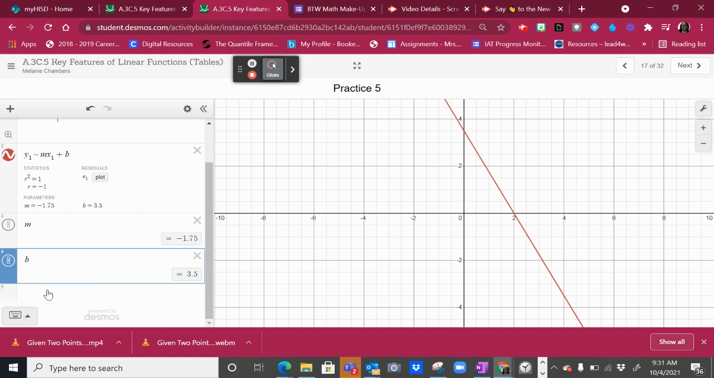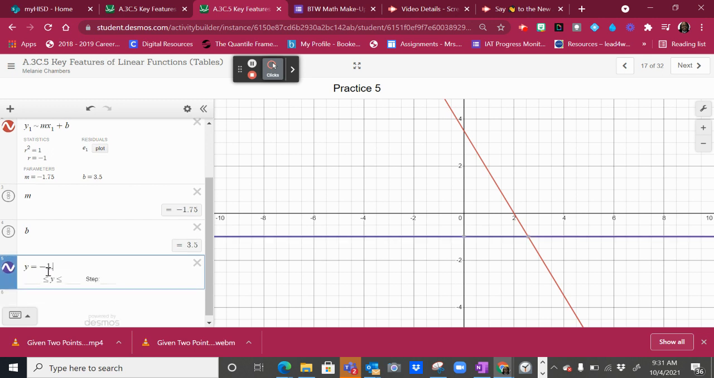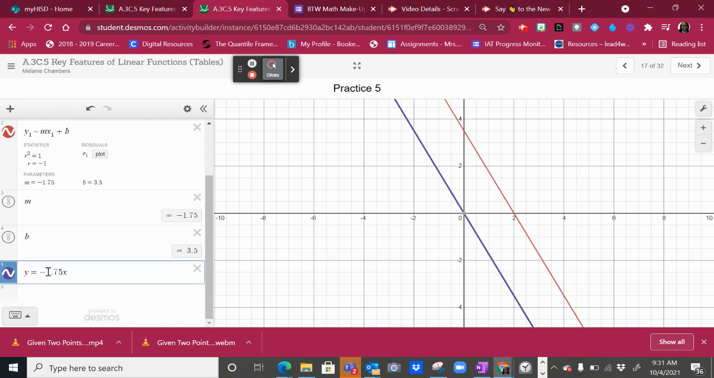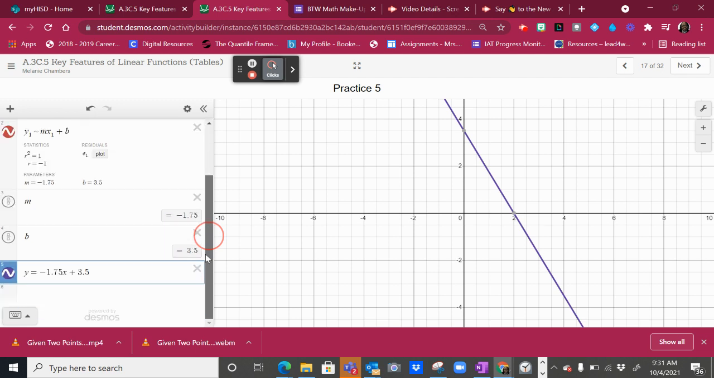So I know those values. Since I know those values, I can write out my equation. Y equals -1.75x plus 3.5. And notice that this graph is right on top of the red one, which is the one Desmos generated for us. From this, I can see that the y-intercept is 0, 3.5, so the intercept is at 3.5.